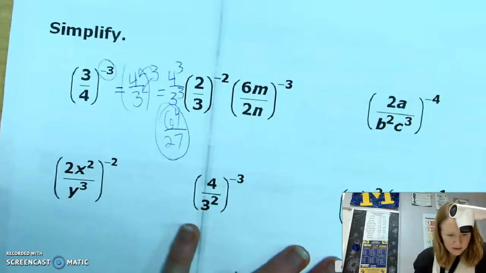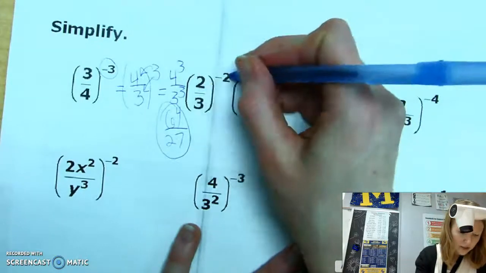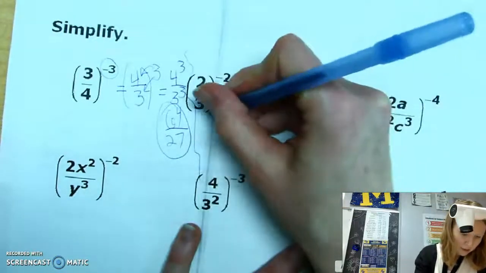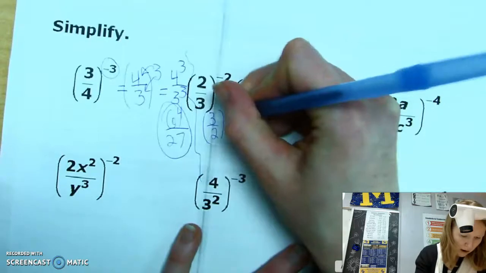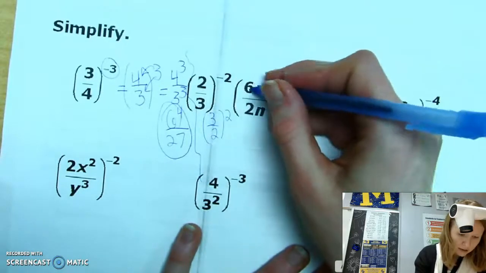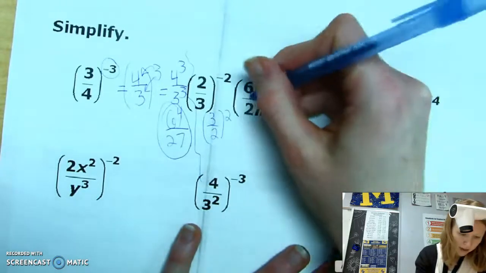Similarly, if we had 2/3 to the negative second power, that would become 3/2 to the second power. Here, reduce your fraction to get 3, right?